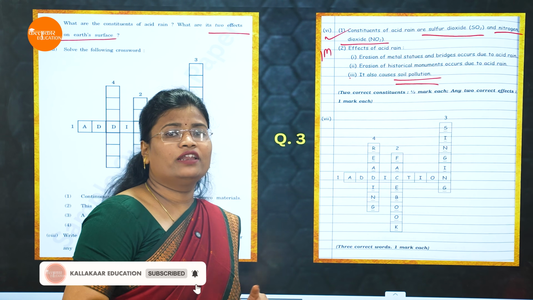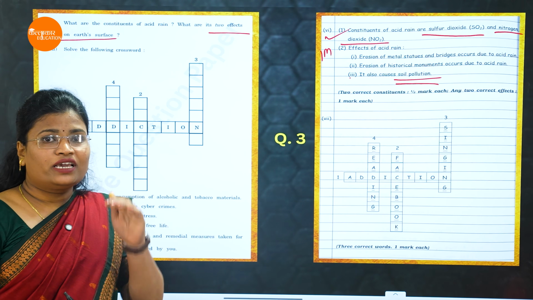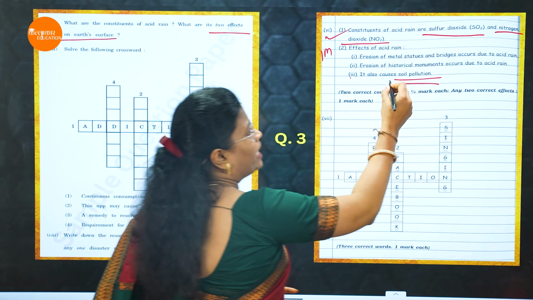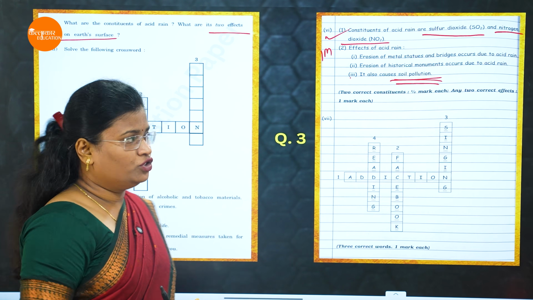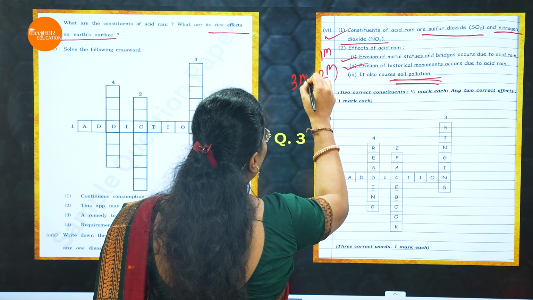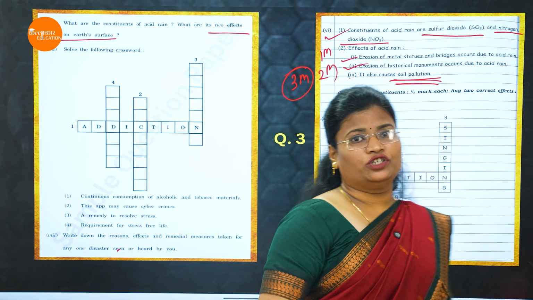Because acid rain can change the pH of soil and also decrease the nutrient amount in the soil, it can lead to soil pollution. For this you will get 2 marks. So in total you will get 3 marks for this answer. Let's move toward the next question.